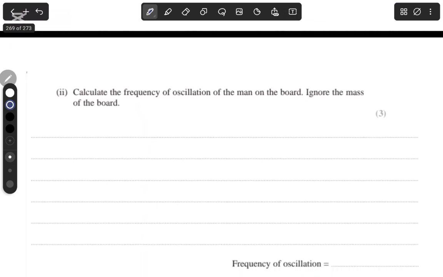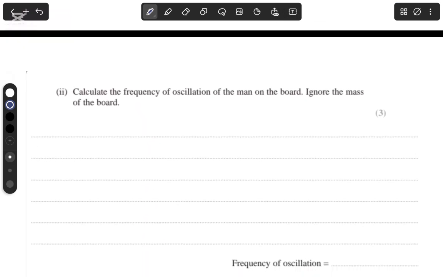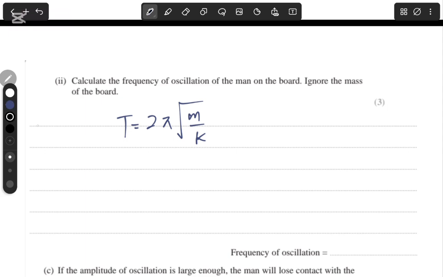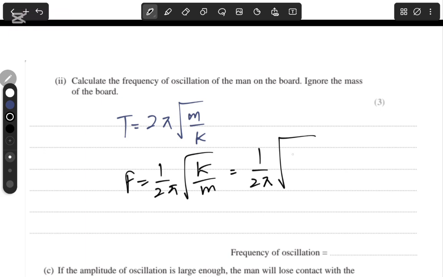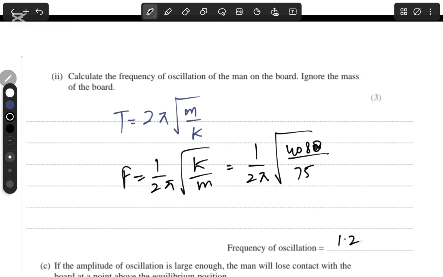Okay, next part. Calculate the frequency of oscillation of the man on the board. Okay, so we know the time period is equal to 2 pi square root m over k, and the frequency is 1 over 2 pi square root k over m. That is 1 over 2 pi square root 4088 divided by 75. So that's going to give you 1.2 hertz.